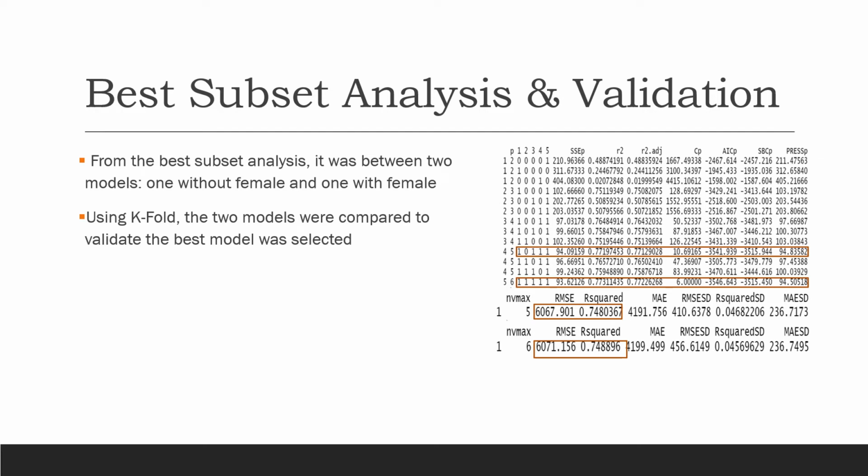When comparing the two, the R-squared values were similar, which led to the decision that the best model should be chosen based on the lowest RMSE value. That would be the model that would drop female with a value of 6067.901. Therefore, female would be dropped from the final model.